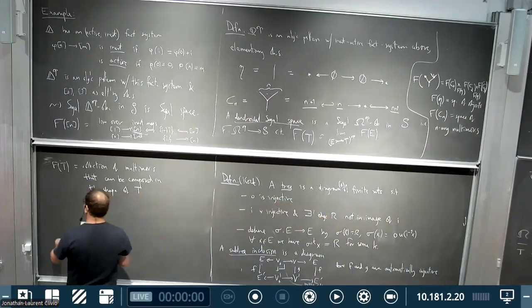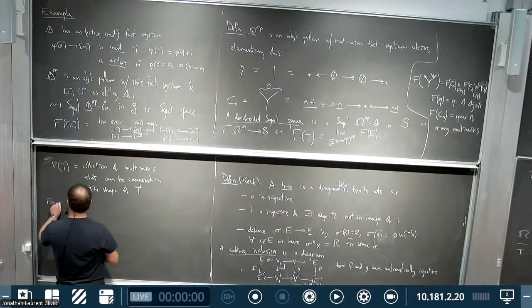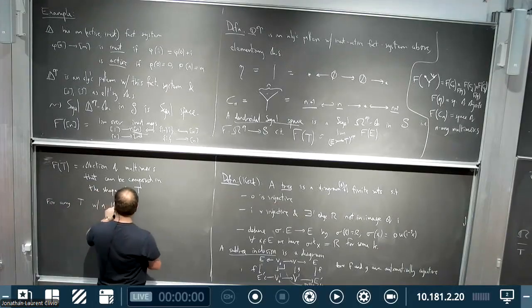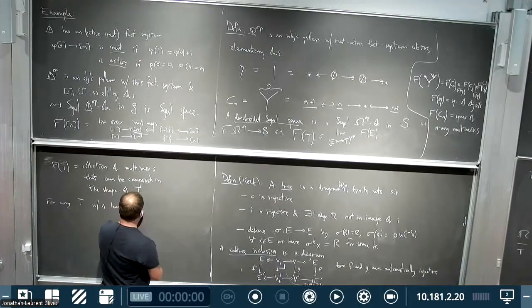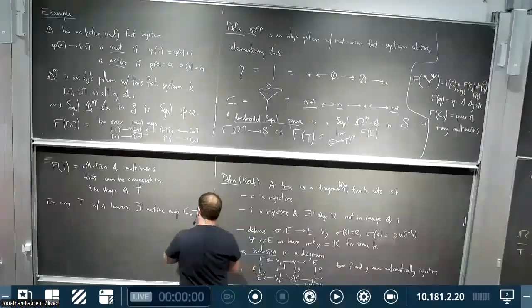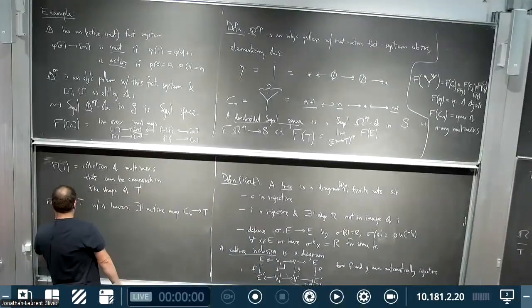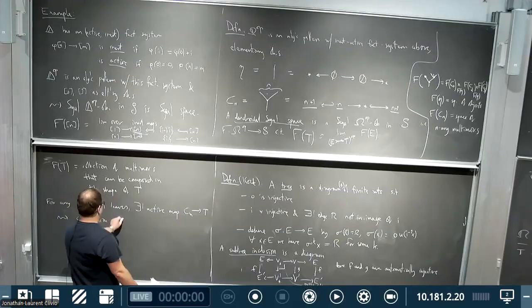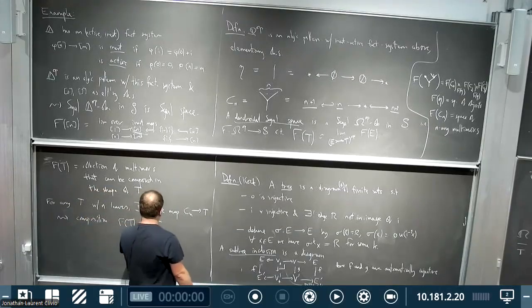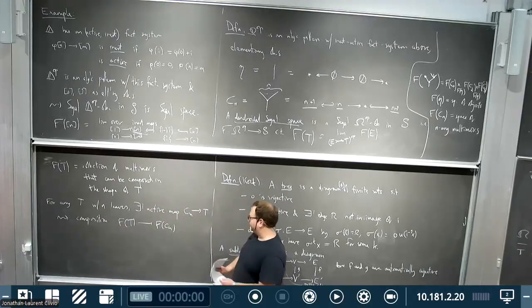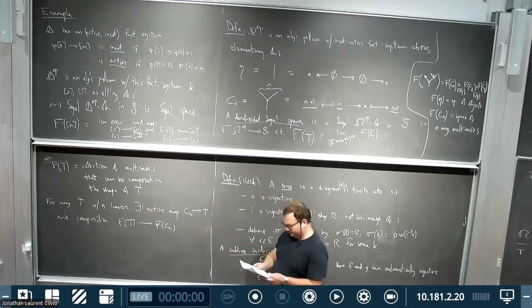So in particular, for any tree T with n leaves, there is a unique active map from T to C_n, which gives me a way of composing from F of T to F of C_n. So I compose my collection given by the tree to a single multimorphism.